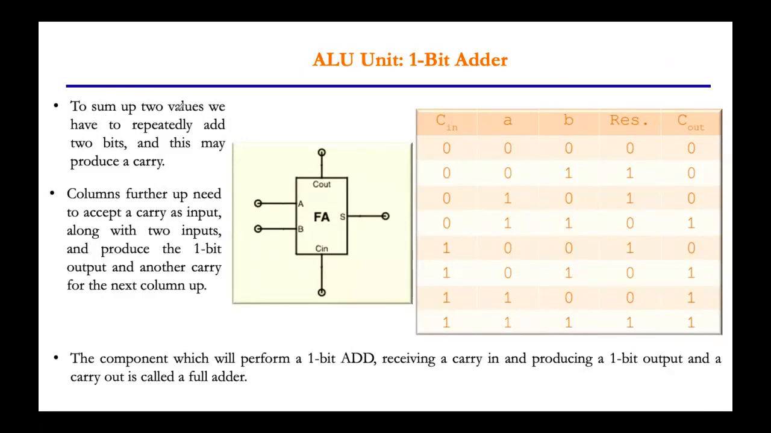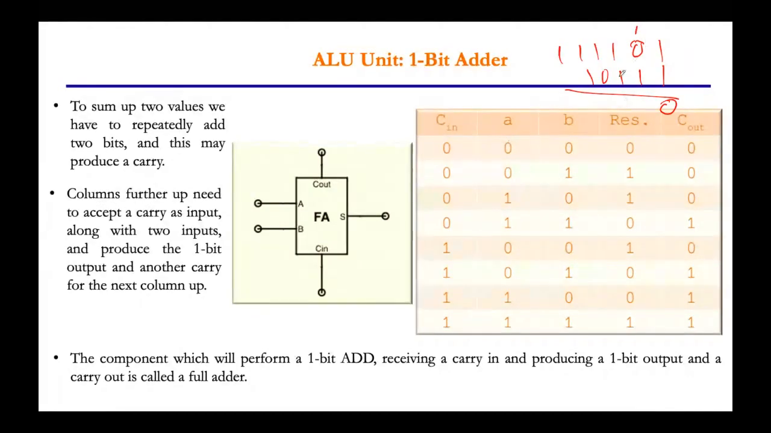So what it says is, to sum up two values, we have to repeatedly add two bits, and this may produce a carry, as we saw just in this example. So the columns further up need to accept the carry as input. That is what we observed here: 1 1 1 1 0 1 1 0 1 1 1. As we said, when we are adding, you will get some carry out. That carry out will be accepted as your carry in.